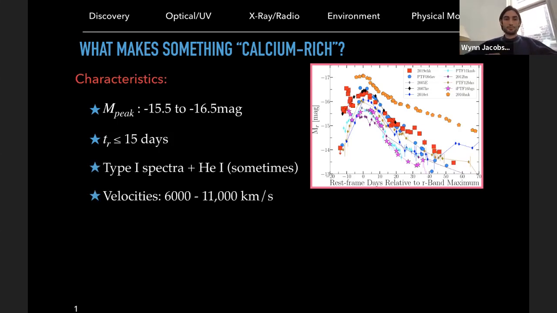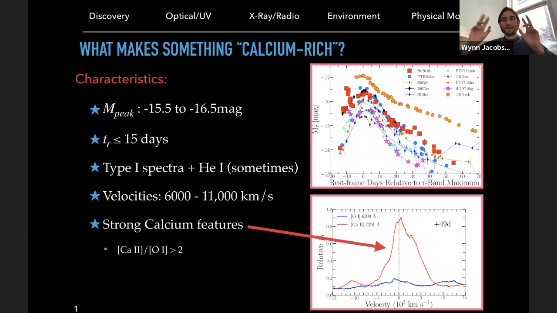Spectroscopically, they're hydrogen poor, so they're type I spectra, and they usually show some amount of helium I, so we have to reconcile that with explosion models. Their velocities are on the order of normal thermonuclear transients, so 6,000 to 11,000 kilometers per second. They're not ultra relativistic or anything. They're just typical supernovae, on the lower side in velocity space.